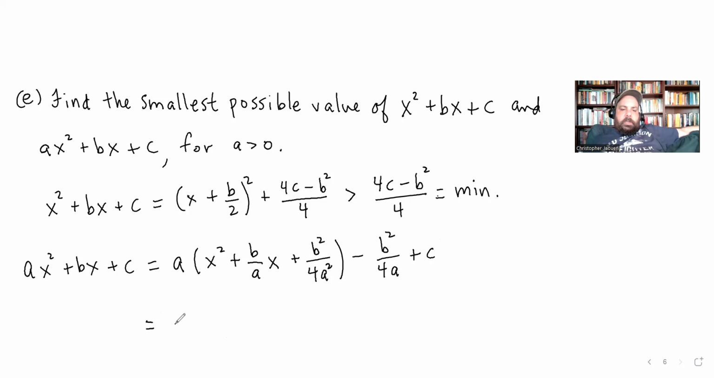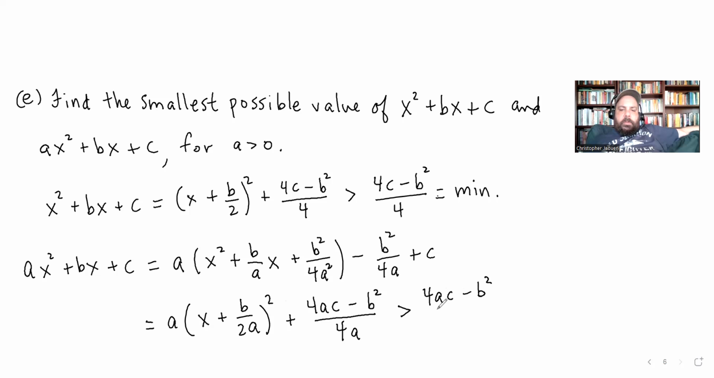right, which is the same thing as a times x plus b over 2a squared plus 4ac minus b squared over 4a. This is always greater than or equal to 4ac minus b squared over 4a. So that's the minimum. All right, so that's the answer for question 18 in chapter 1.